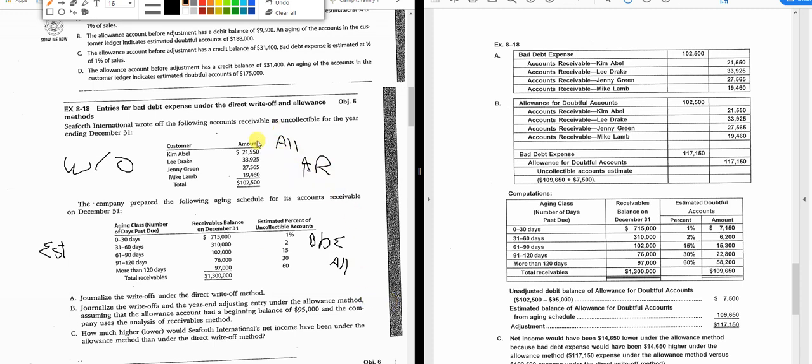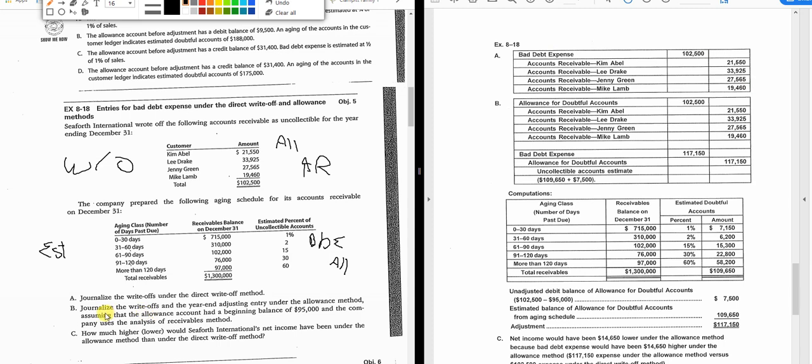Under the direct write-off method, I simply combine these, and I debit bad debt expense and credit accounts receivable. So under the direct write-off method, I debit bad debt expense for 102,500 and credit accounts receivable for the people's names.